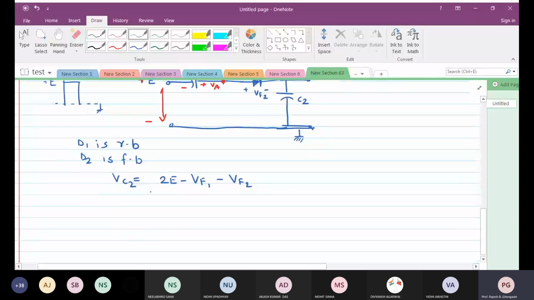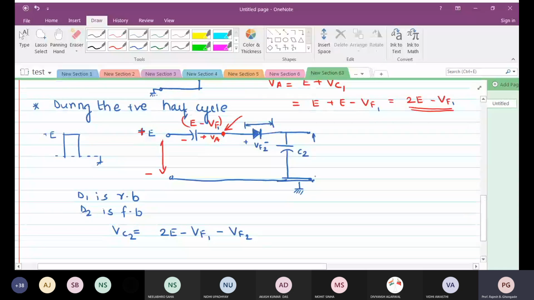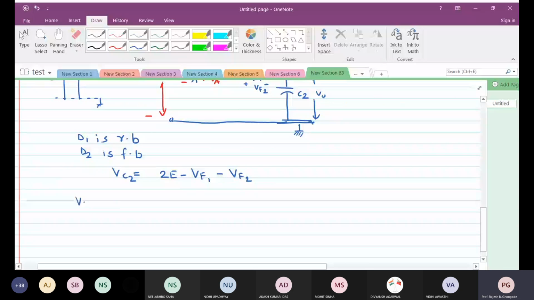So what we have at the output voltage? What is the output voltage now? This is nothing but the output voltage. The capacitor voltage is nothing but the output voltage. So what is the output voltage? The output voltage is 2 times E minus VF.